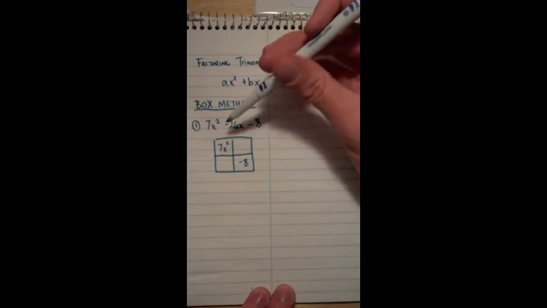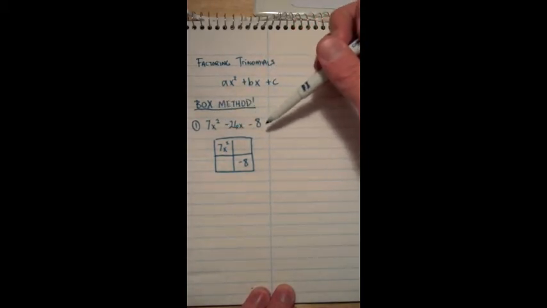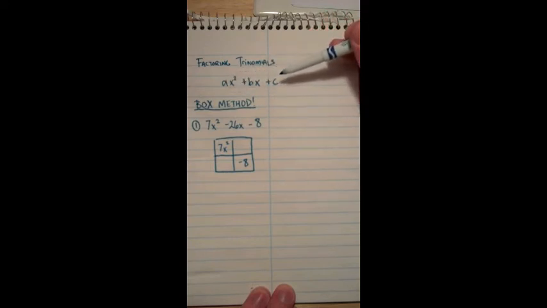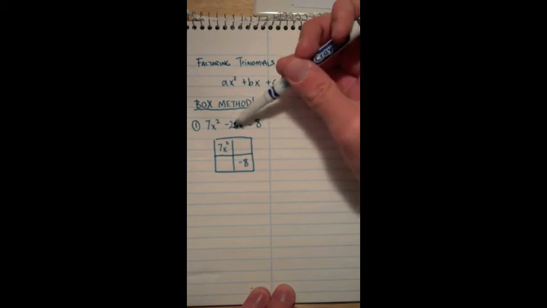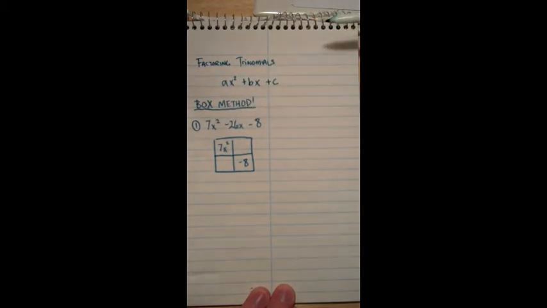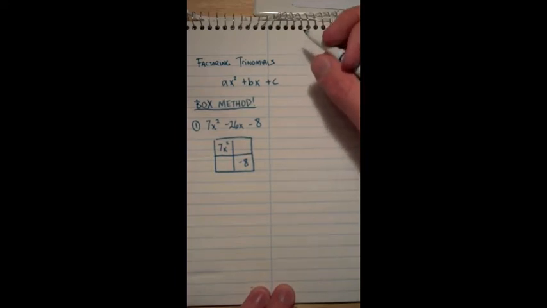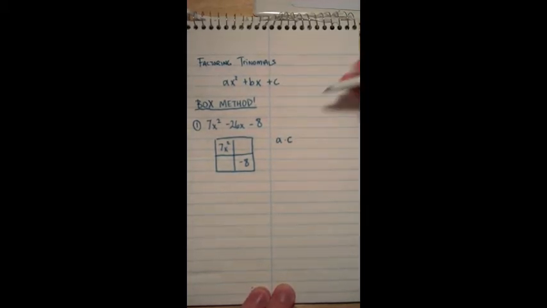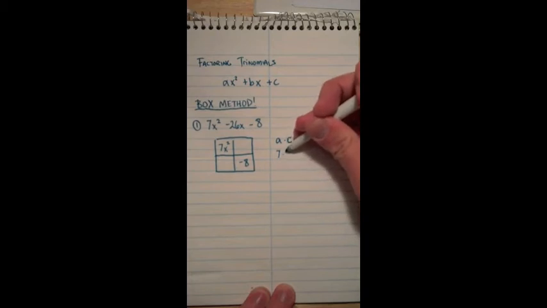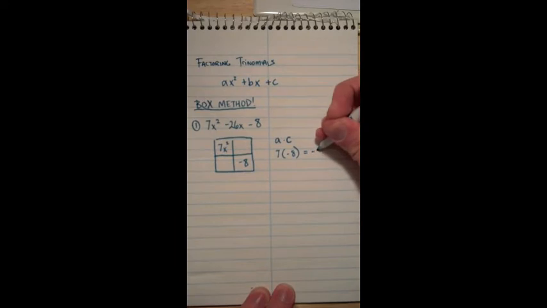So remember, this trinomial consists of some variables and some coefficients, and that's where the a, b, and c are coming from. The a, b, and c are just numbers. A is 7, b is negative 26, c is negative 8. So there are some little things we can do with those numbers to help us factor this. First things first, let's go ahead and multiply a times c. In this case, that would be 7 times negative 8. That gives you negative 56.